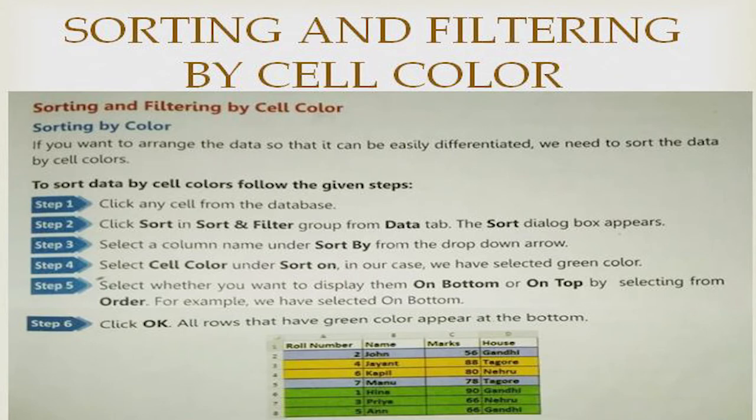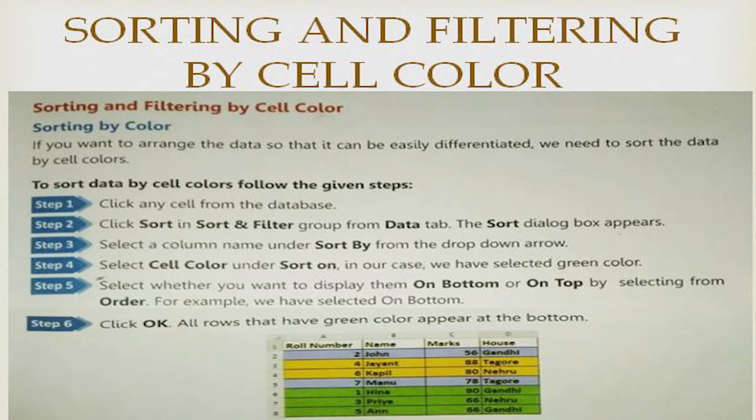Sorting and filtering by cell color. By the cell color, we can also sort the cells. If you want to arrange the data so it can be easily differentiated, we need to sort the data by cell colors. To sort the data by cell colors, first we need to follow the given steps.